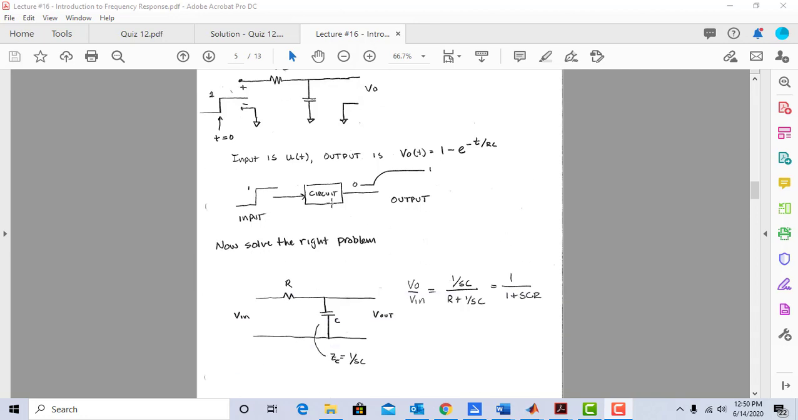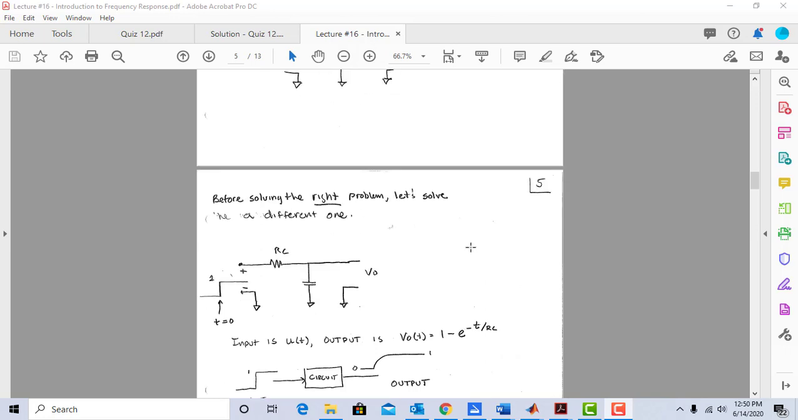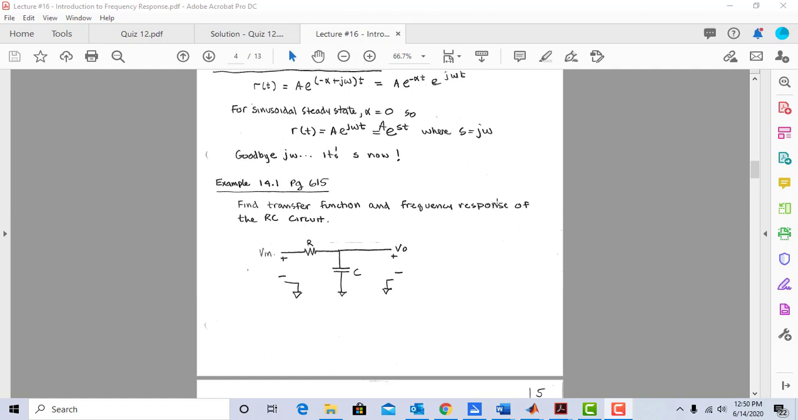All right, now let's solve the right problem. And so the right problem is find the transfer function and the frequency response of the circuit. Think frequency domain.